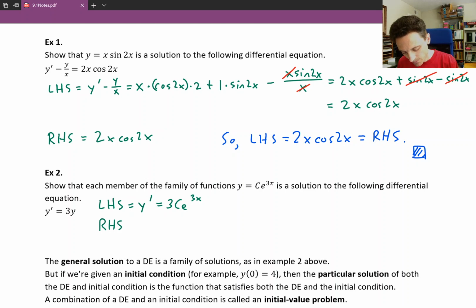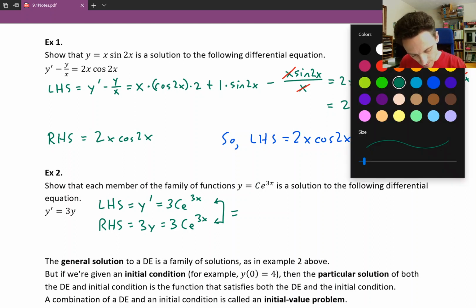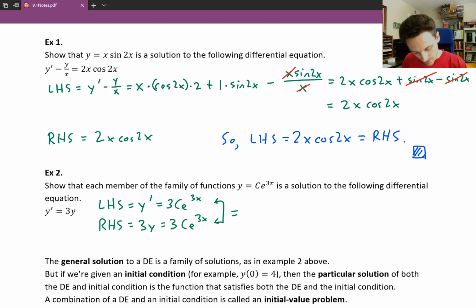Then we have the right-hand side is 3y, which is 3 times, and then replacing y with c e to the 3x, you just get 3c e to the 3x. So these two are equal. All right, so we'll just leave it at that. We showed that the left-hand side and the right-hand side are equal.